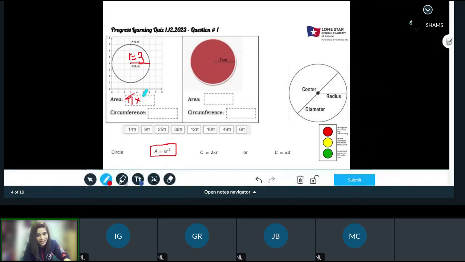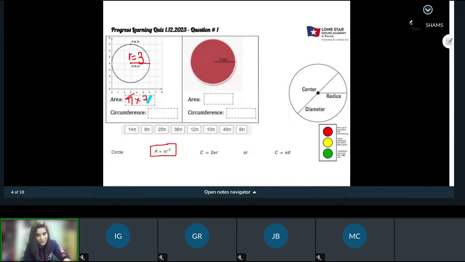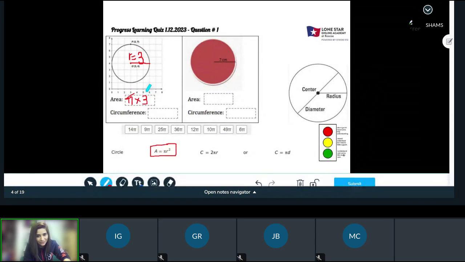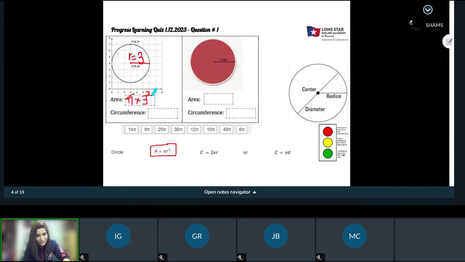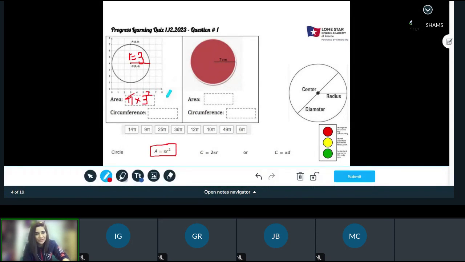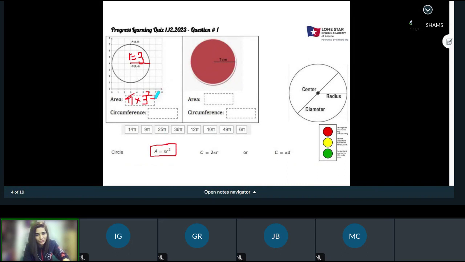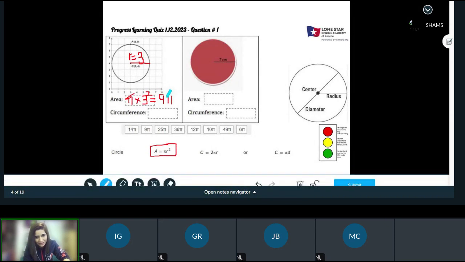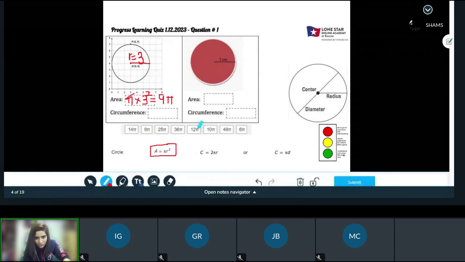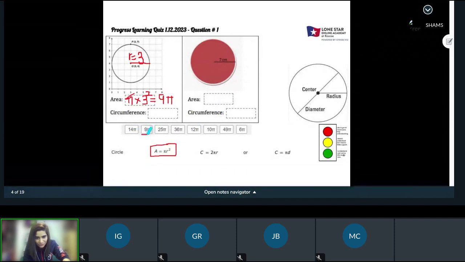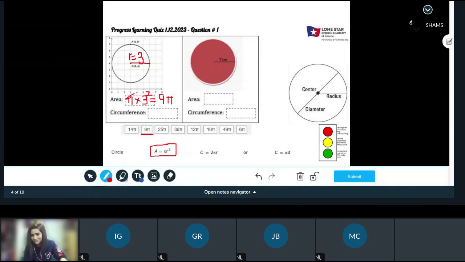3 squared is how much? 3 squared is 3 times 3, 9. And therefore, if you do 9 times pi, the answer has to be 9 pi. This is the area of the white circle, 9 pi. Let's see if we have this in the answer choices. Yes, we do. 9 pi is there in the answers.